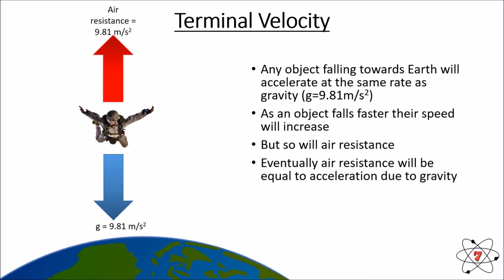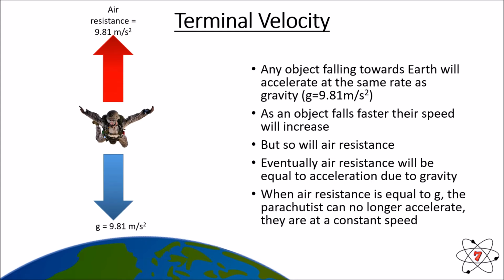Eventually, as their speed becomes faster and faster, the force of air resistance is going to be equal to the force of gravity. So you're going to have gravity pulling a person down at a rate of acceleration of 9.81 meters per second squared, and you're going to have air resistance pushing up with that exact same force. If those two forces are the same magnitude and they're acting in opposite directions, those two forces are going to cancel each other out.